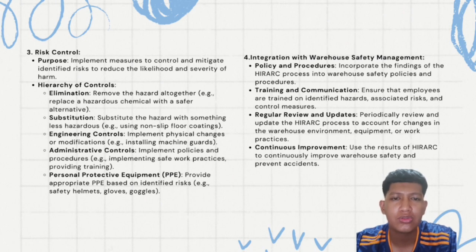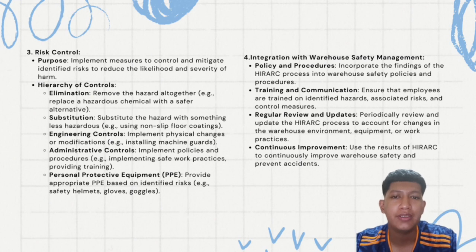Third, risk control. Purpose: implement measures to control and mitigate identified risks to reduce the likelihood and severity of harm. Hierarchy of control. Elimination: remove the hazard altogether. Example: replace a hazardous chemical with a safer alternative. Second, substitution: substitute the hazard with something less hazardous. Example: using non-slip floor coating.